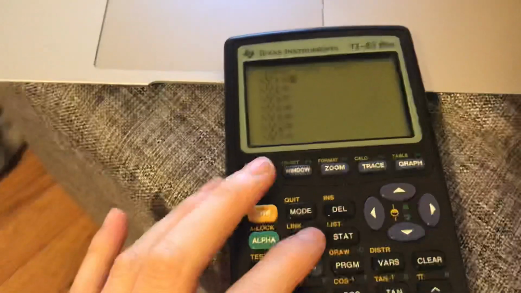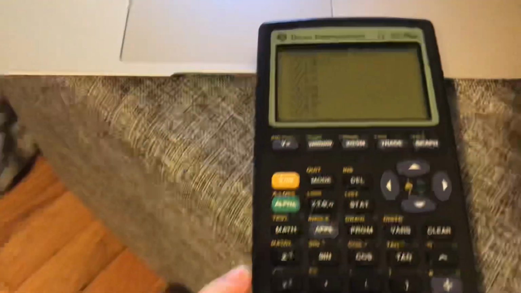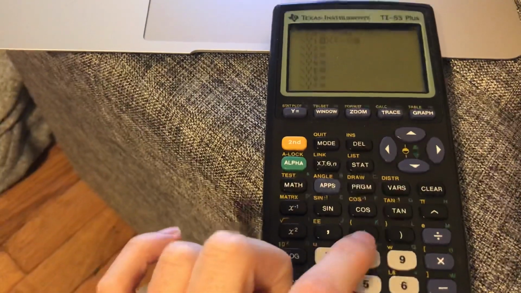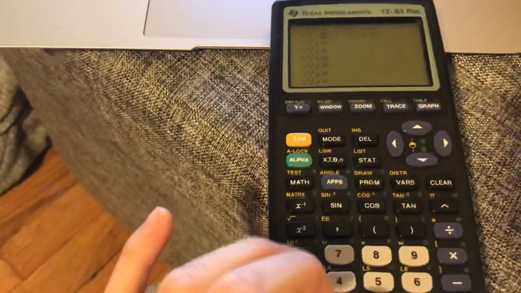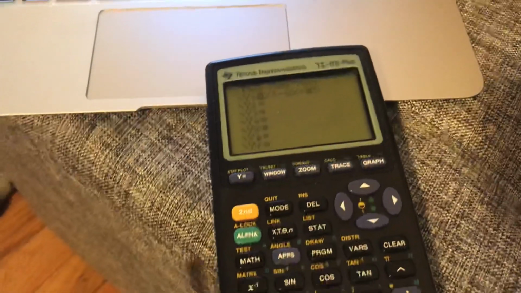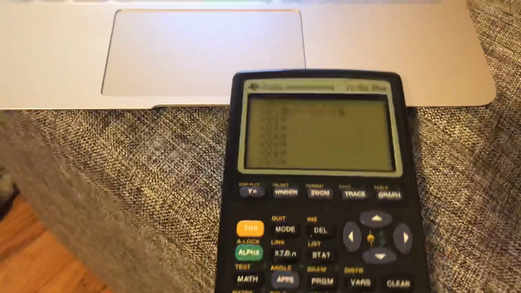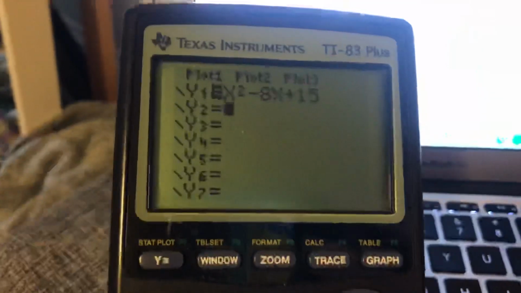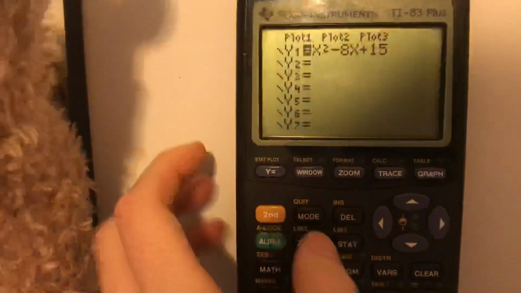So I have x squared minus 8x plus 15. Nope, that says 25. Plus 15. Always make sure you type it in correctly. So I have x squared minus 8x plus 15. I want to know what my graph is going to look like.